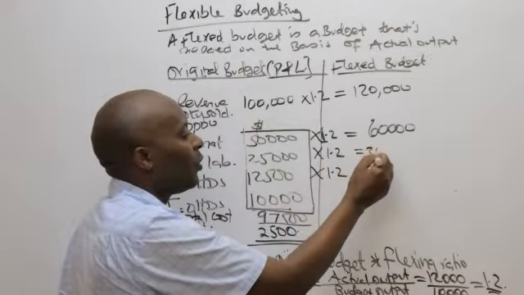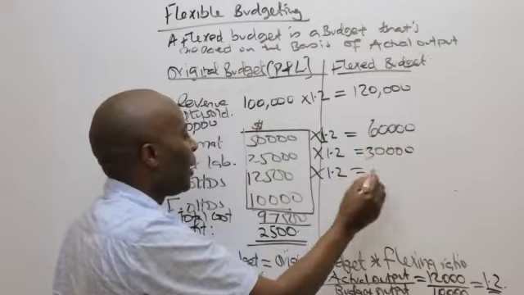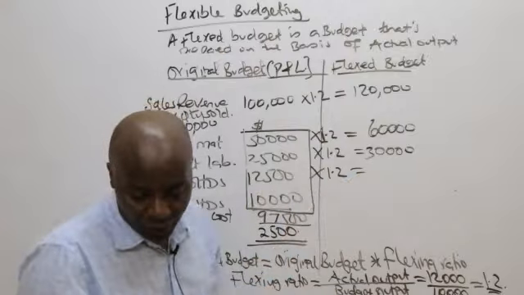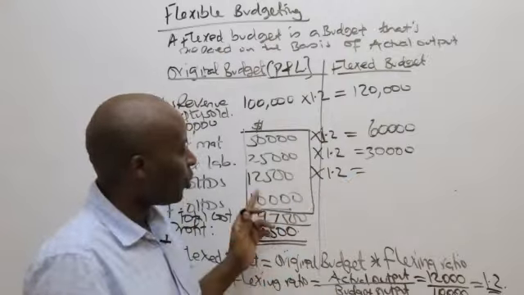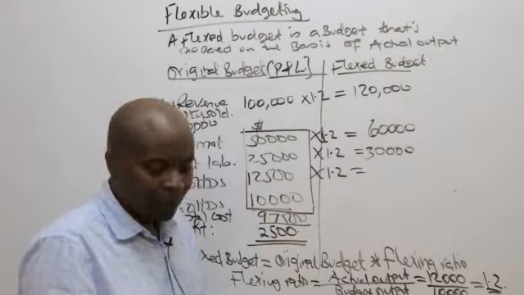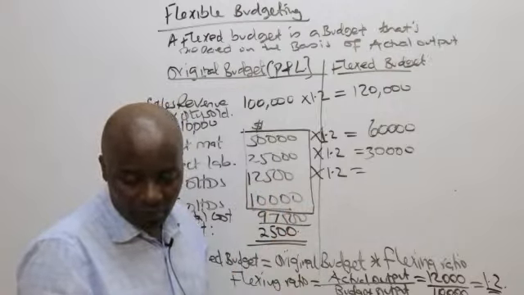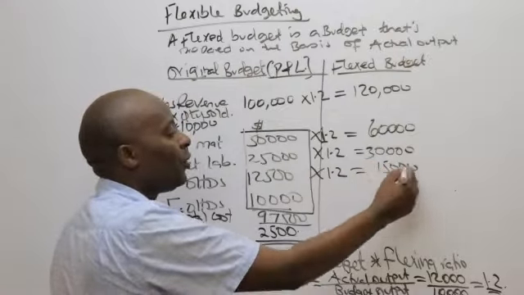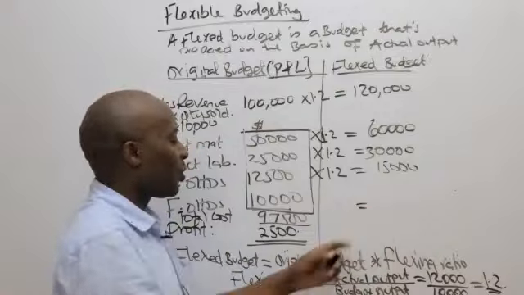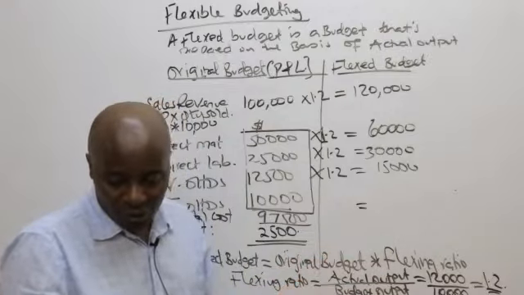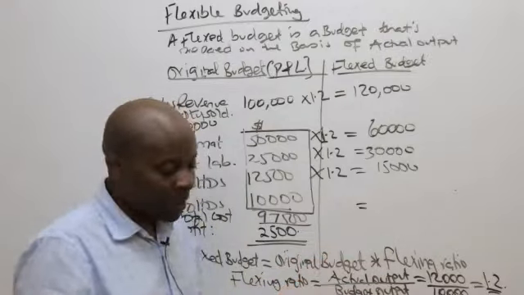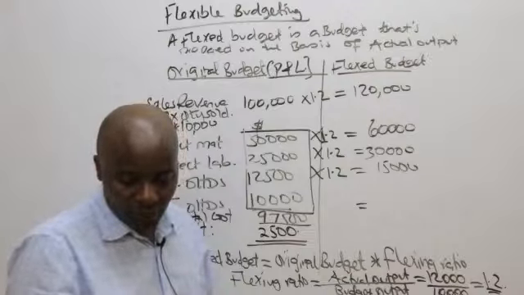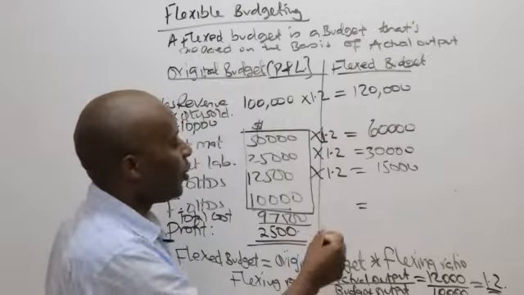Is 30,000. And then last, ladies and gentlemen, we have 12,500 times 1.2. This one here will give us what figure? 12,500 times 1.2. 15,000. So then what figure do you think I should put here for fixed overheads? For fixed overheads, what figure do you think I should charge? 10,000. Thank you very much.